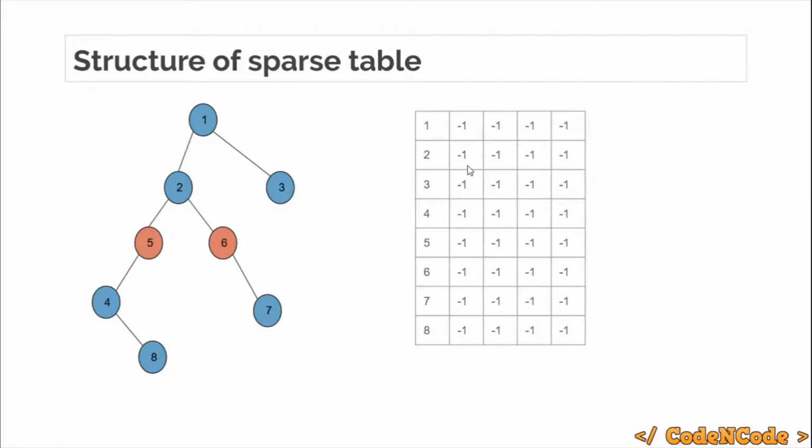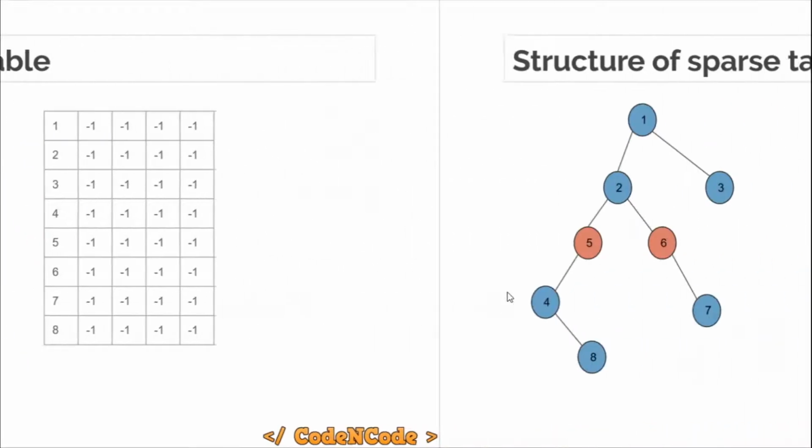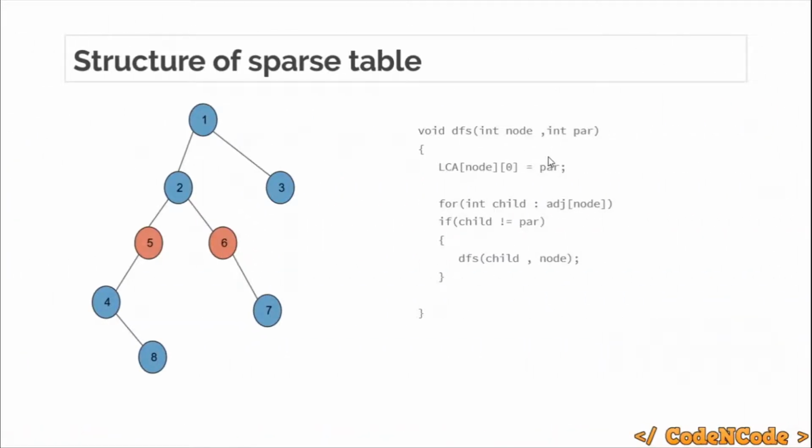Now the question is, initially you would fill all the values with -1, indicating that none of the parents exist. Now to fill this array, first of all we need to find 2 raised to power 0th parent. 2 raised to power 0th parent means the direct parent of each node, right? So to fill this, all you can do is simply make a DFS run, and using a simple DFS run, 2 raised to power 0th parent of each node can be calculated.